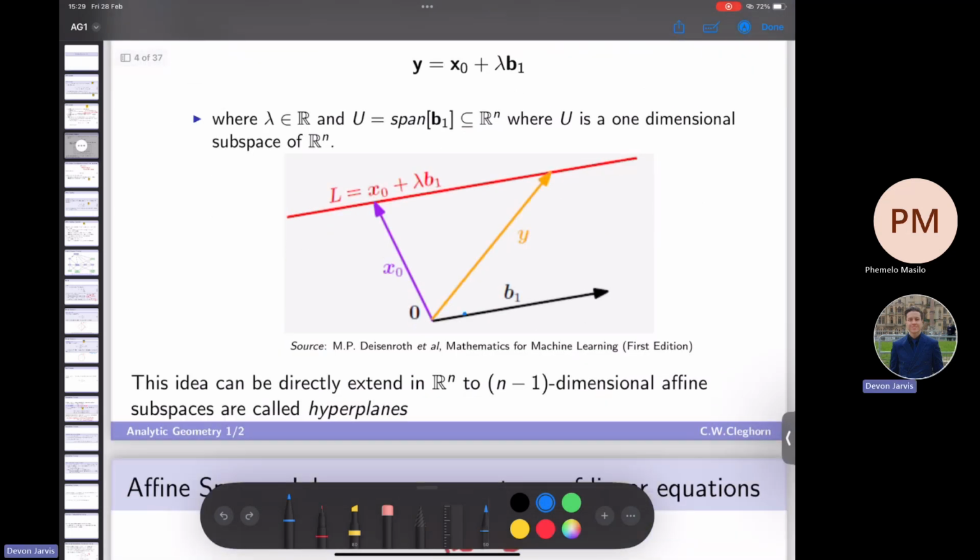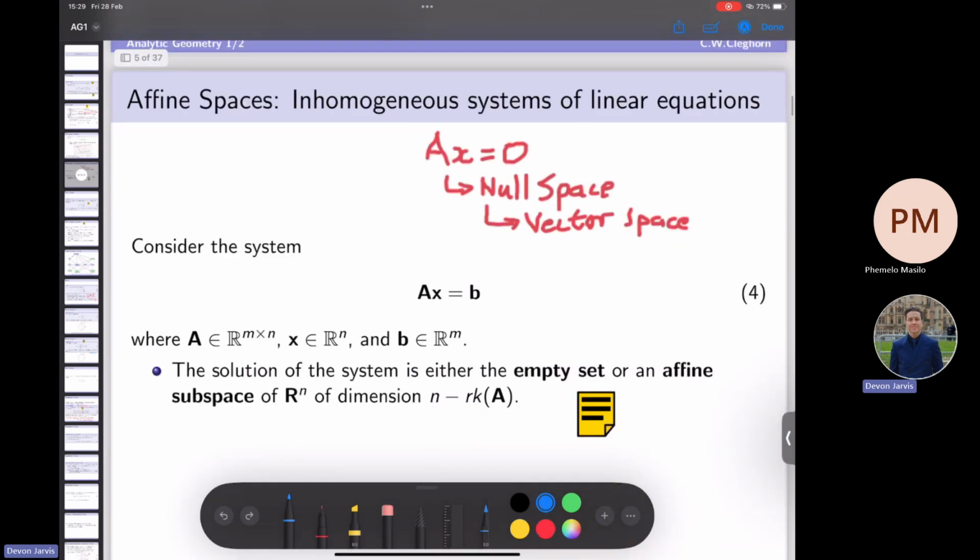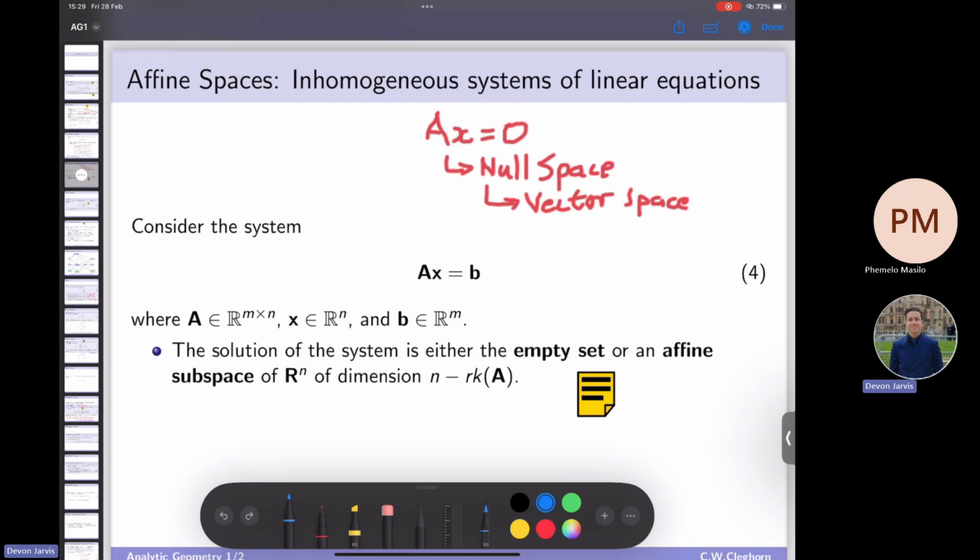This idea can be directly extended in R^n to n-1 dimensional affine spaces, and these are called hyperplanes. And what you'll notice is that when you do something like linear regression, if you include a bias variable, that's a fixed constant shift that you're applying. That is the same as defining an affine space. When you do linear regression, you'll probably have x times weights is equal to y.